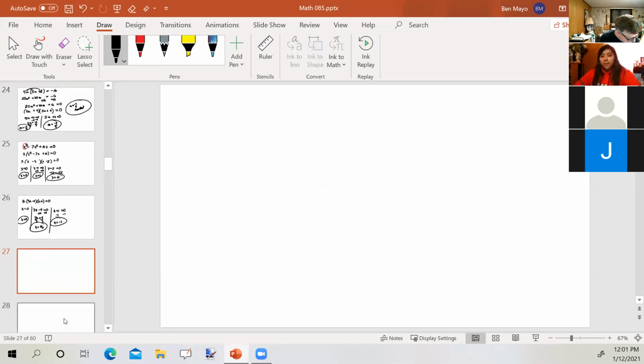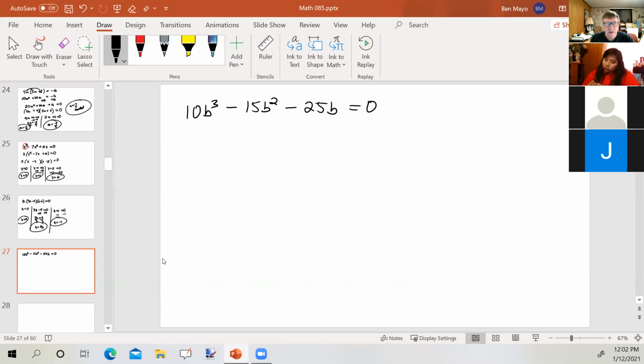All righty, let's say we've got 10b cubed minus 15b squared minus 25b equals 0. Well, this is not the standard form of a second degree equation, that is ax squared plus bx plus c equals 0. The trinomial, let's see, it has a greatest common factor of 5b. So that would leave us with 2b squared minus 3b minus 5 equals 0.